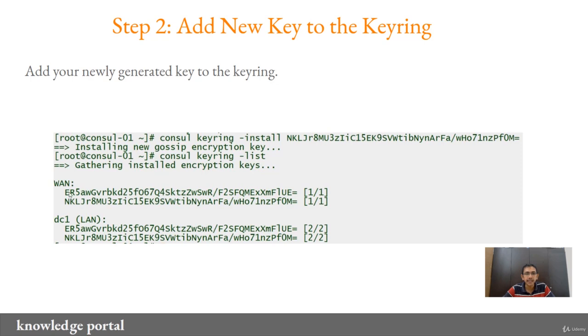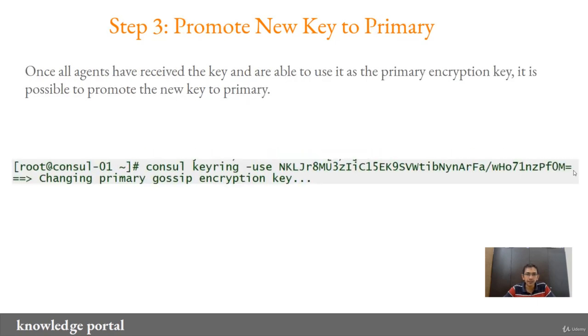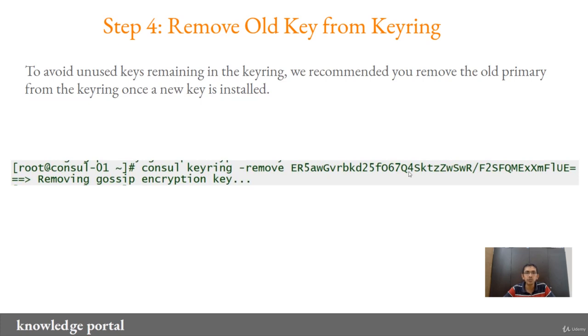Now here you will see that the key that starts with ER is the older encryption key, and with the help of Consul keyring -install, you have installed the new encryption key. After you have installed a new encryption key, the Consul keyring will go ahead and distribute that key to all of the agents. And after that, you can go ahead and set the new encryption key to primary. The command is Consul keyring -use and you specify the new key. Once the new key is being actively used, you can go ahead and remove the older encryption key. So these are the 4 steps. Let's quickly go ahead and do it practically, post which we'll be discussing things in more detail.